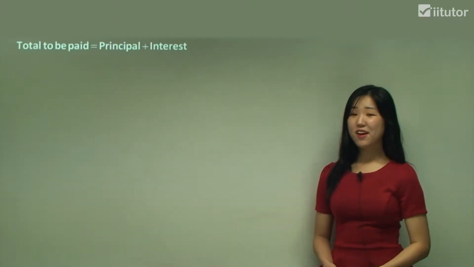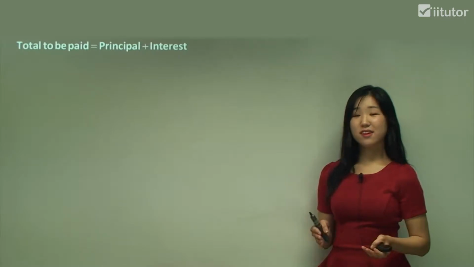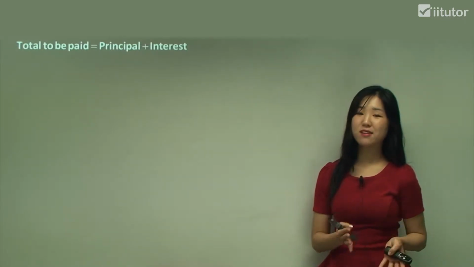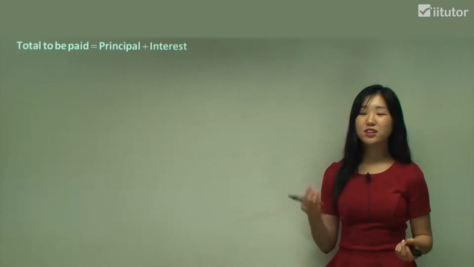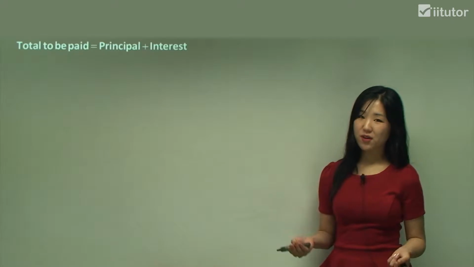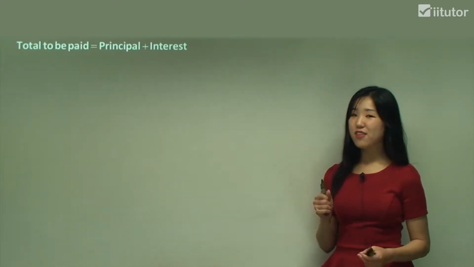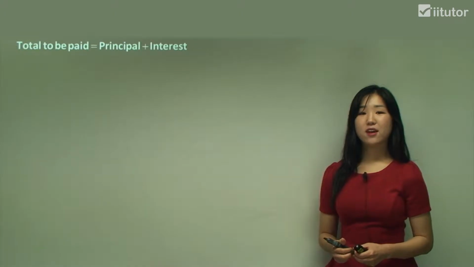Hey guys, so by now you should be very familiar with your interest formula. Interest equals principal times the rate times the number of periods. And you should be able to use your algebra to find any of those elements in that formula depending on what the question requires you to have. So hopefully that's very good for you now. This time we're going to go beyond that one.